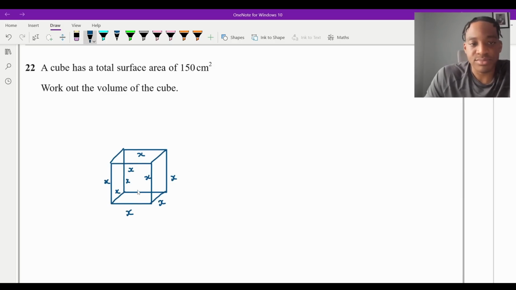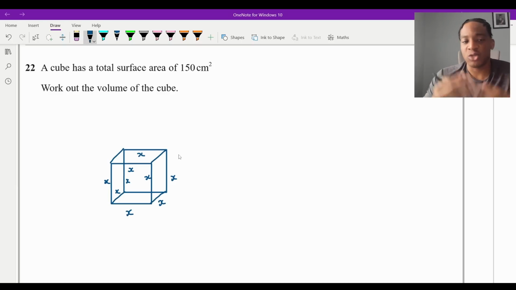Okay. So now we know that each of the sides and lengths are the same distance, x. Now we know that the total surface area of this cube is 150 centimeters squared. And remember, the total surface area is just all of the areas of each surface added together.